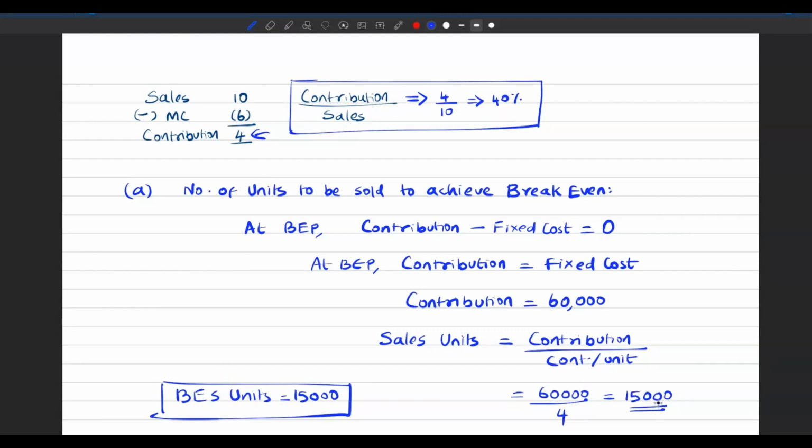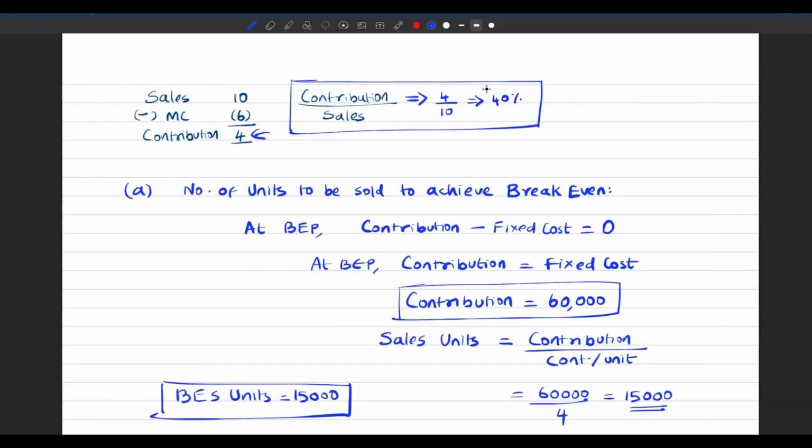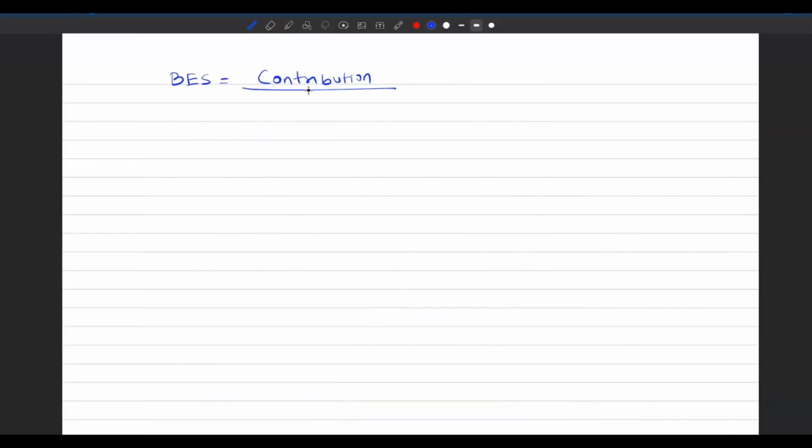But what is the ideal long route? Using this contribution information, you have to find out what break-even sales is. How can we do that? It is simple. Break-even sales is nothing but contribution divided by, here we have calculated, right? This contribution is basically 40% of sales. So contribution divided by 40%. That is 60,000 divided by 40%.